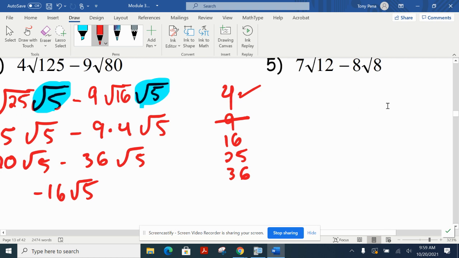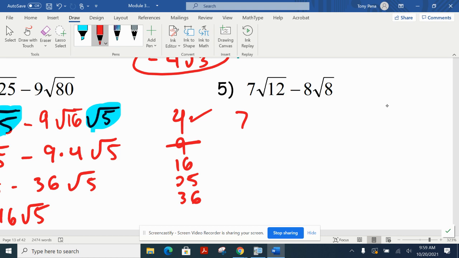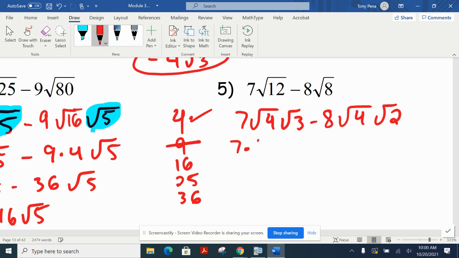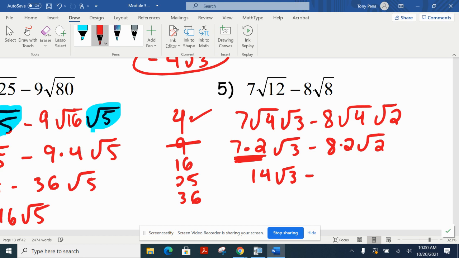Okay. Number 5. When we go to separate this one, 12 we've already done today. We said that's a 4 and a 3. These numbers should have been a little easier to come up with. And then 8 is a 4 and a 2. So not a lot of options for a 12 and an 8. So the first one, this is 7. Square root of 4 is a 2. Same here. The square root of 4 is a 2. We can now multiply those two numbers in front. So the 7 and the 2 make 14 root 3s. The 8 and the 2 multiplied together make 16 and then root 2s.